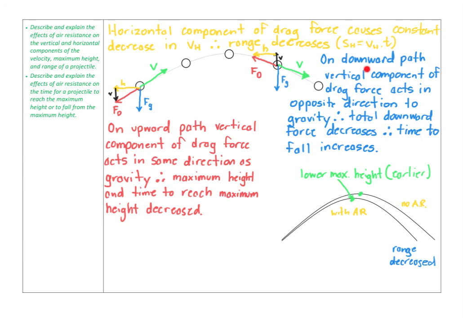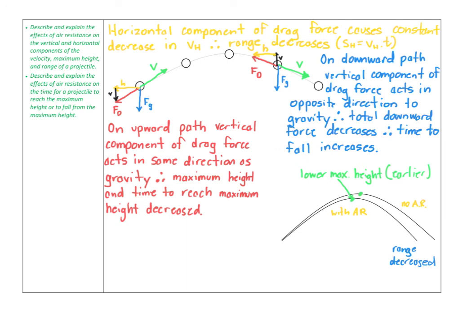Finally, on the downward path, the vertical component of the drag force acts in the opposite direction to gravity. So the black line is up, gravity is down. Therefore, the total downward force decreases. So if we were to add those together, we have less force than with just gravity. Therefore, the time to fall increases.